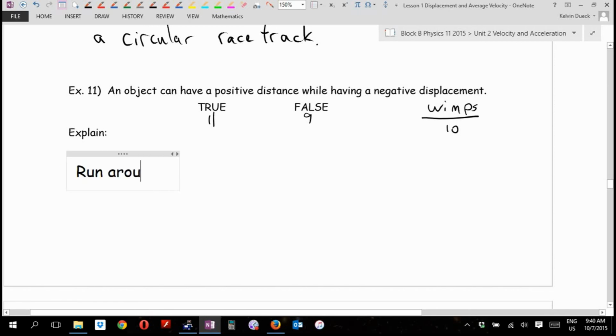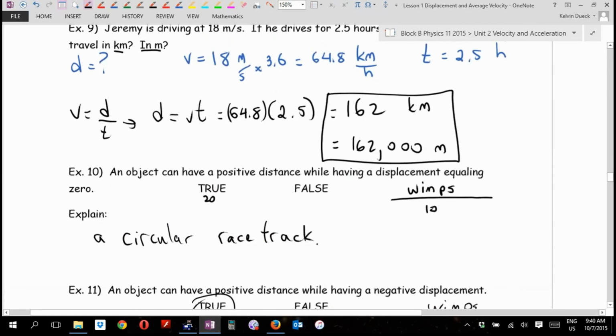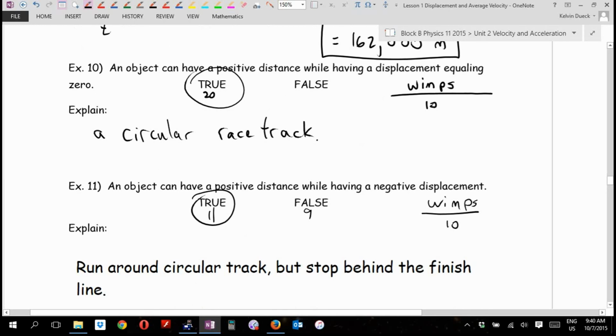Run around a circular track, but stop, and I'll use the word behind because it connotes negative, the finish line. Your displacement would be 3 meters behind the finish line, -3, but your distance would be, if it was the 400-meter track, 397 meters positive. Sure. And I think I forgot to circle true back here. So circle true for both of those.